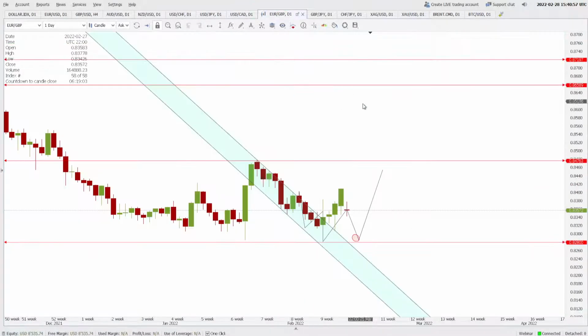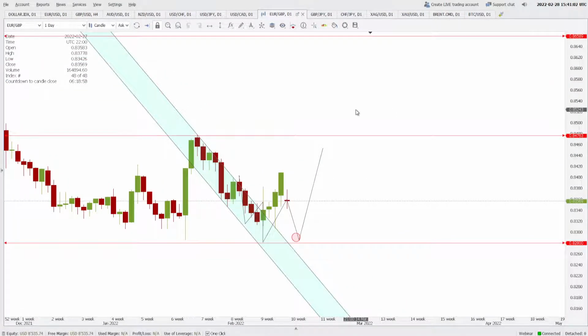So I think that is what everybody else, most of them, will be thinking about the US dollar. All right, so we have EUR GBP making a doji on the daily chart.